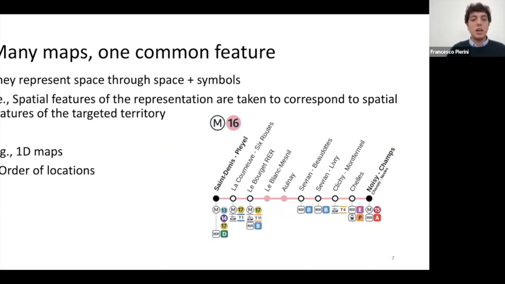My focus is on maps as sharing a common feature, which is the fact that they basically represent space using space plus some conventions. What does it mean for a map to represent space through space? Basically, it means that spatial features present in the representation should be taken to correspond to spatial features of the targeted territory. So in this case, you have a one-dimensional map, a hypothetical map of Paris, in which the order of these symbols should be taken to represent the order of the represented subject, which is the stations of a subway system.